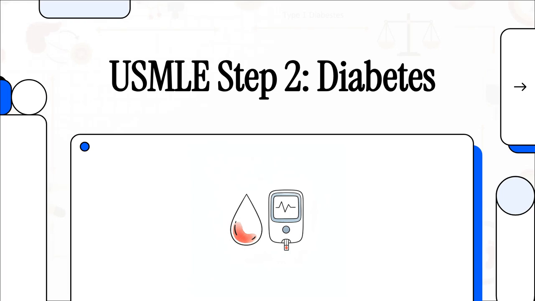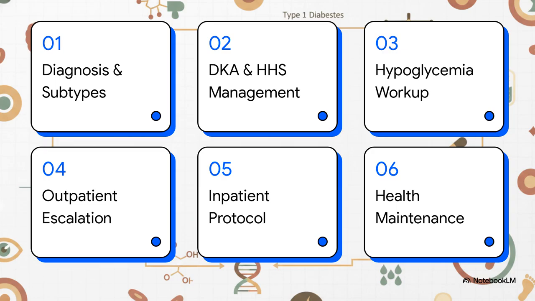Let's get right into this explainer on Step 2 CK, high-yield diabetes logic. We're covering everything from diagnosis and emergencies to specific management pathways. Our agenda covers 6 main areas: diabetes diagnosis and subtypes, DKA and HHS management, the hypoglycemia workup, outpatient escalation and medication traps, the inpatient glucose protocol, and finally, diabetes health maintenance screening.